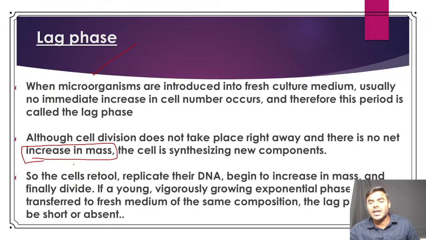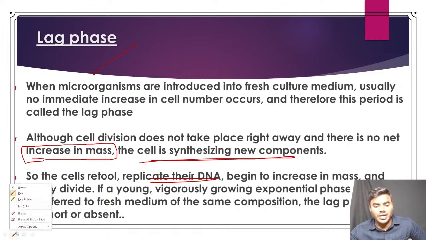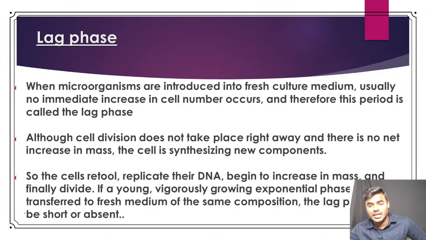It can't increase its number because it's not yet prepared for the division. But it increases its mass. Why is it increasing its mass? Because it is preparing everything required for its growth and development. Which means, friends, the cell is going to synthesize a lot of growth factors, a lot of RNAs, a lot of proteins and ATP, which is required to replicate that particular DNA. Always remember that particular point. So there is no increase in the number, there will be an increase in the mass.